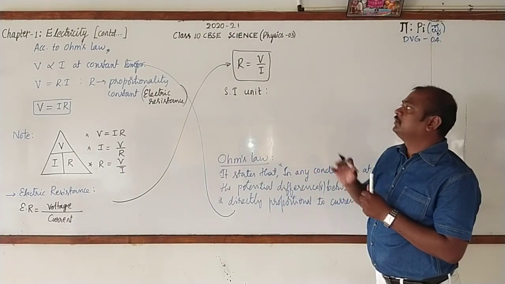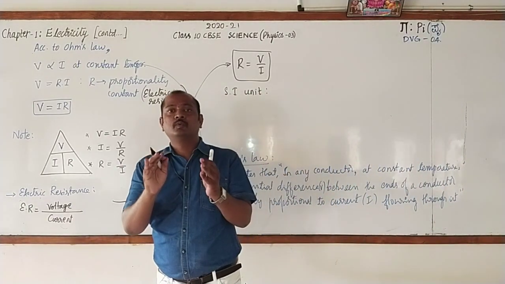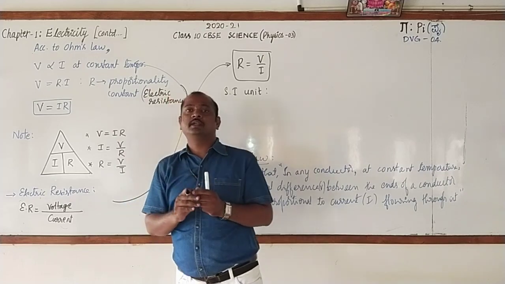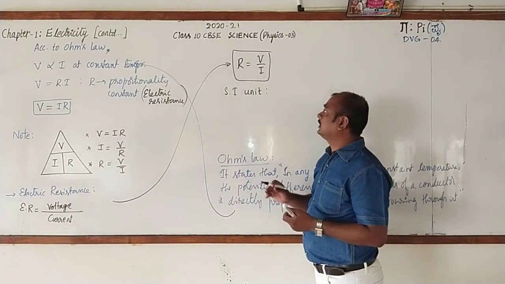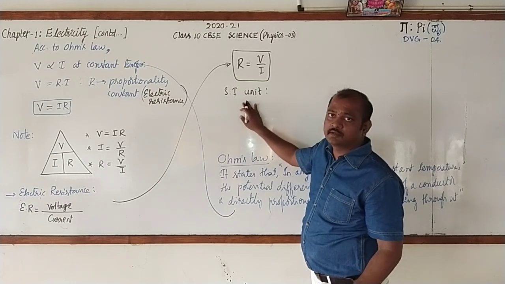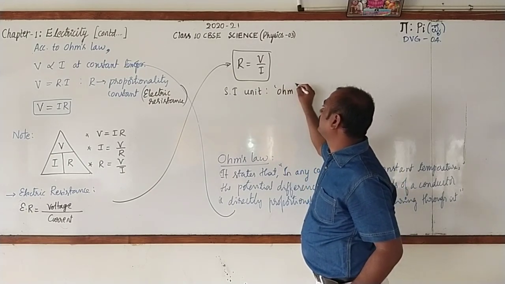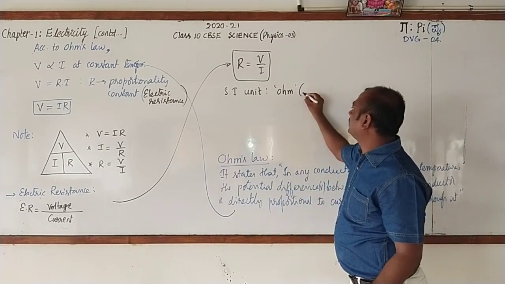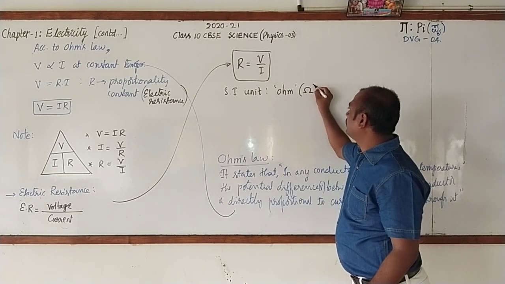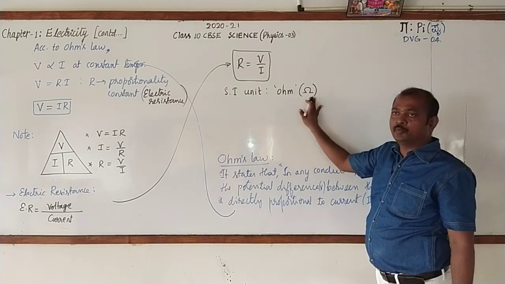We know that this relationship was given by George Simon Ohm. So to honor this scientist, a part of his name, that is ohm, is taken as the unit of electric resistance. Alright, ohm. And the symbolic representation is a Greek alphabet. This is omega, the symbol of ohm.